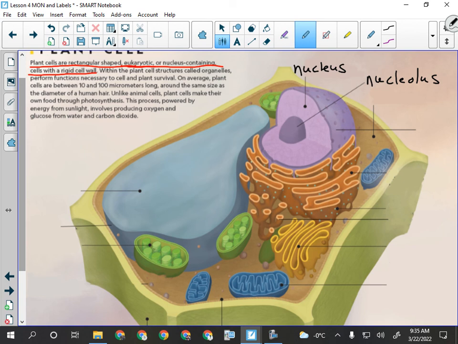Okay? When the cell needs something, let's say it needs to make some insulin, for example, a chemical signal will be sent to the nucleus, and the nucleolus will recognize that it is a request for insulin. And it will find the part of your DNA that codes for how to make insulin, and it'll copy it. Okay? And it'll send that copy out into the cell where insulin can be made.